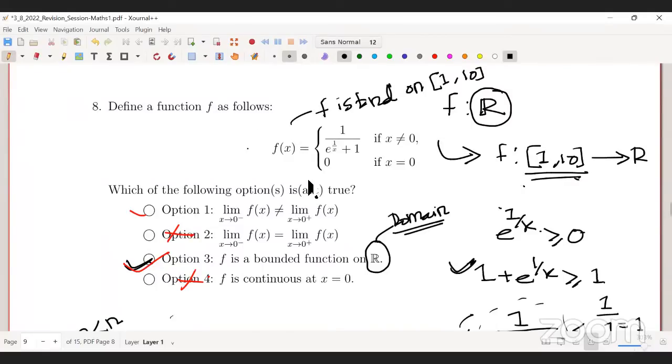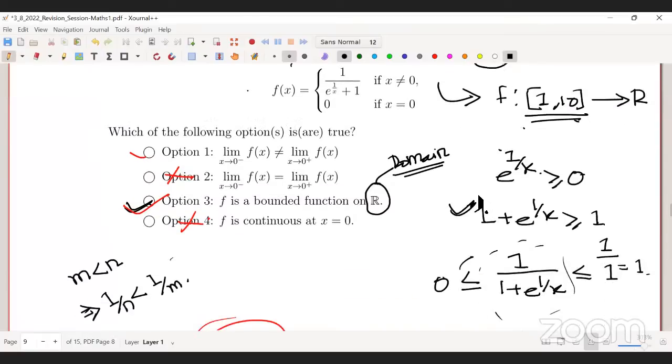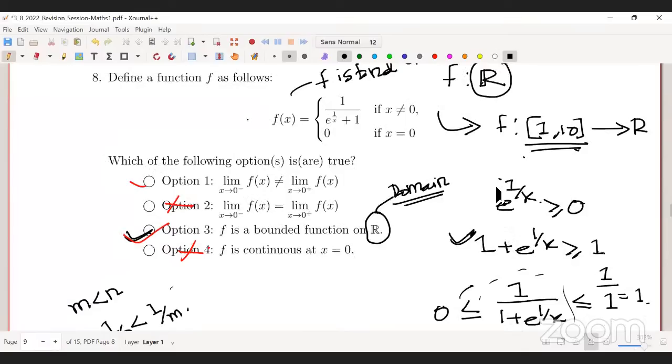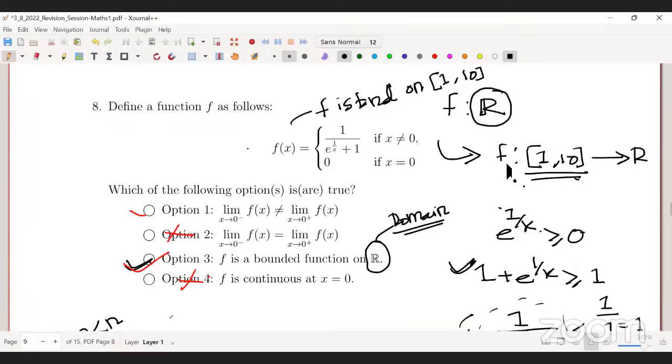But sir, earlier you said about the range, bounded and unbounded. You said something related to bounded functions with the range. Range depends on the domain, right? If you take a different domain, the range will be different, right?